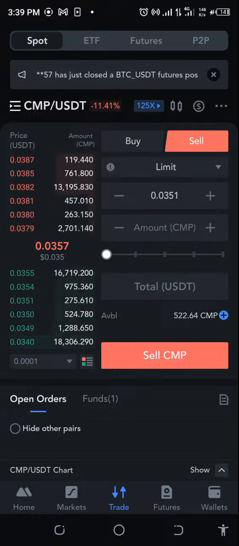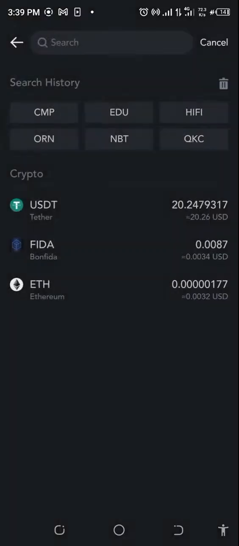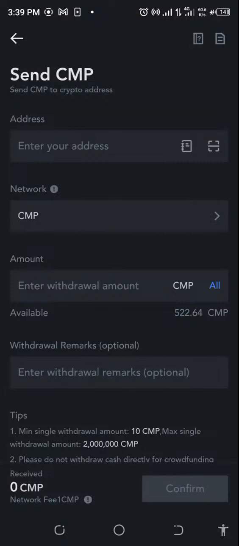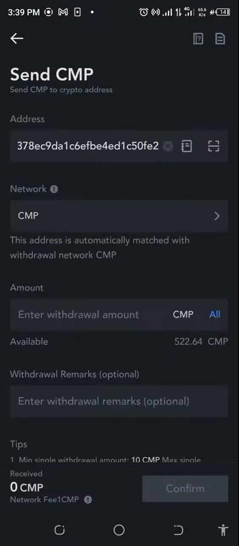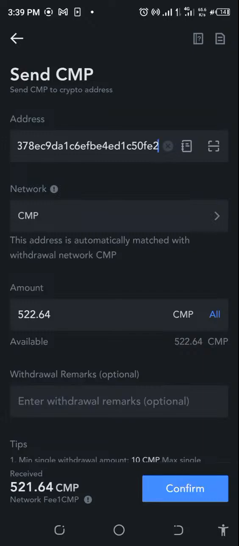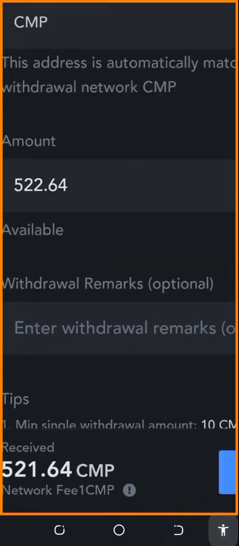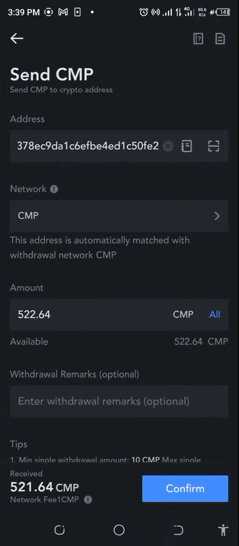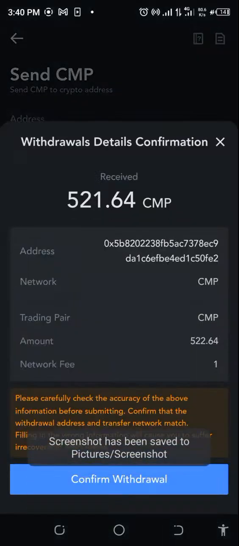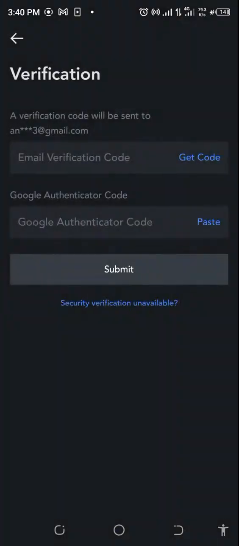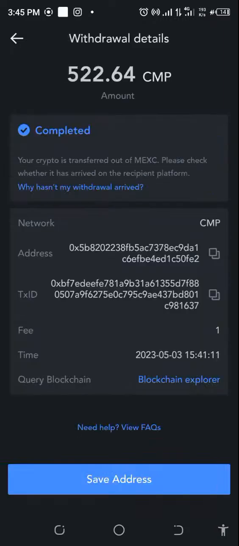So we're going to be withdrawing that. Okay, so we're withdrawing our CMP. Then we'll just quickly put in the address. So that's CMP, and we're putting all. You can see that it's removing one CMP as the fee. Let's go ahead and do this very quickly. All right, we have confirm withdrawal. Okay, I'll be back after my verifications. All right, it says the withdrawal is completed of 522.64 CMP.